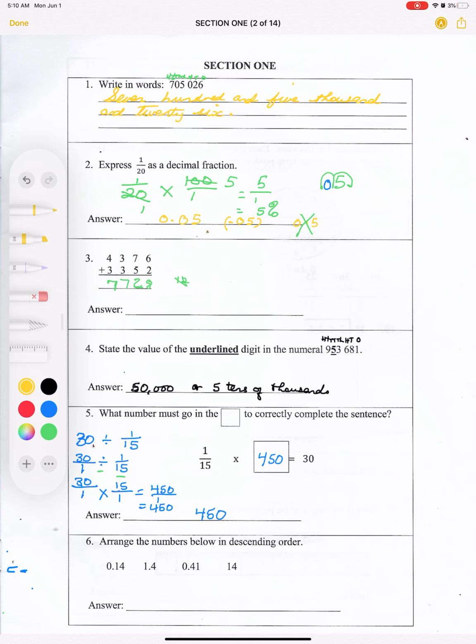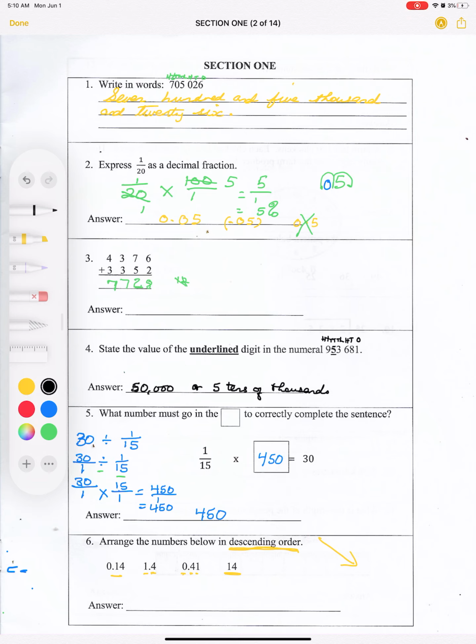Arrange the numbers below in descending order. Make sure you pay attention to your instructions. Descending means largest to smallest. So let's look. The first one has no wholes, 1/10 and 4/100. The second one has 1 whole and 4/10. The third one has no wholes, 4/10 and 1/100. Then the fourth one has 14 wholes. I think it's pretty obvious who's the winner there.